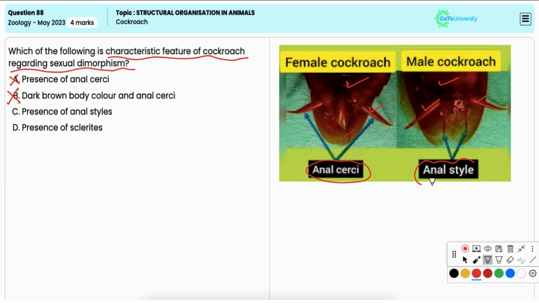Now, anal styles are present only in male cockroaches, making them a characteristic feature of sexual dimorphism. Hence, it is the correct option.